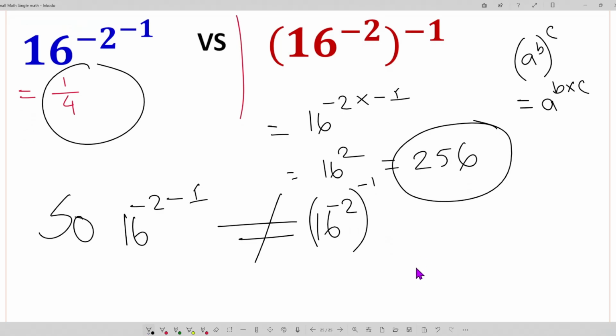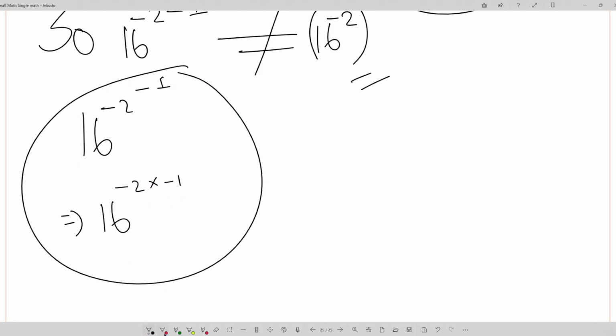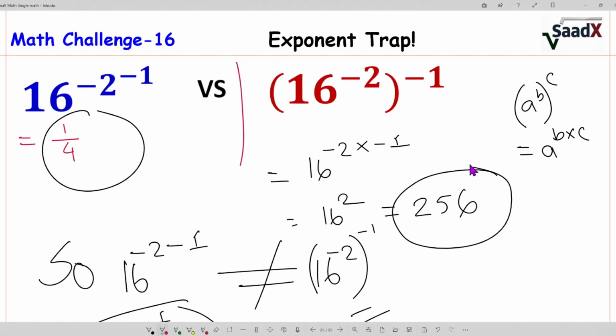Okay. So what is the common mistake? The common mistake is that once students see minus 2 to the power minus 1, they do 16 to the power minus 2 times minus 1. So this is wrong. Okay, so be careful about this thing.